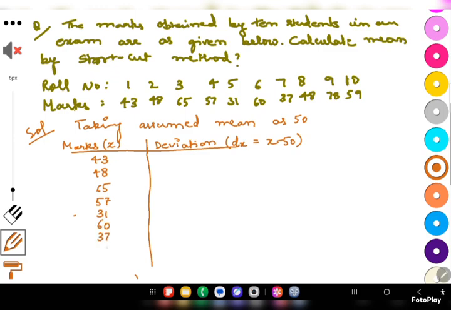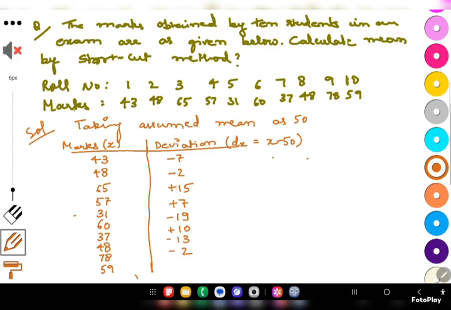And we need to have the deviation, which is dx. So we are taking an assumed mean with the value of 50. Now what we'll do, we'll take the deviation of the marks from the assumed mean, which is x minus 50, because 50 is the assumed mean. So we'll calculate our second column. Here we'll take the difference between the value of x and the assumed mean.